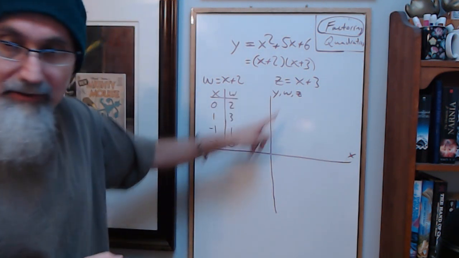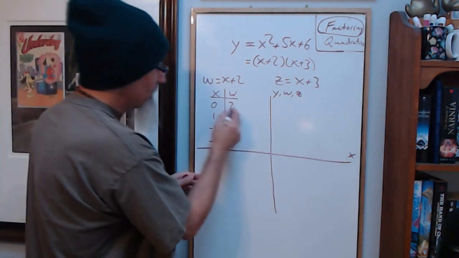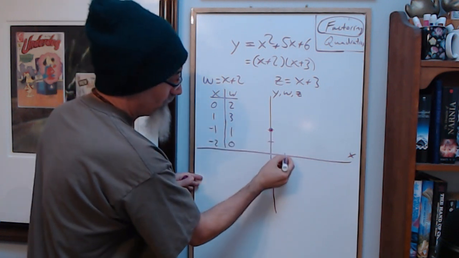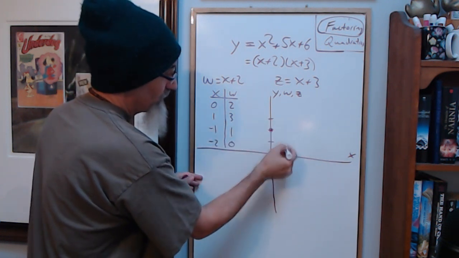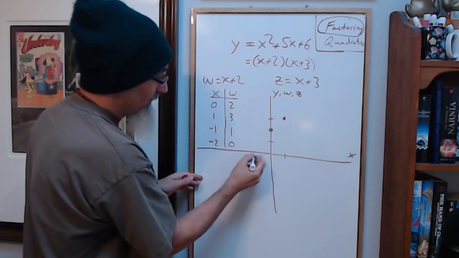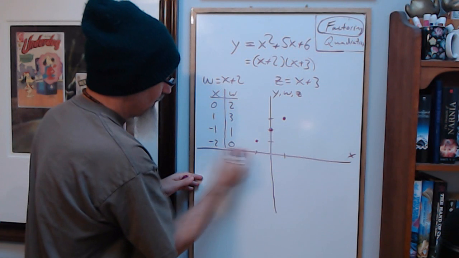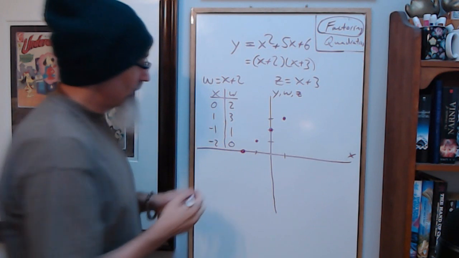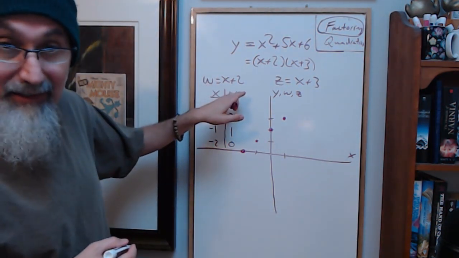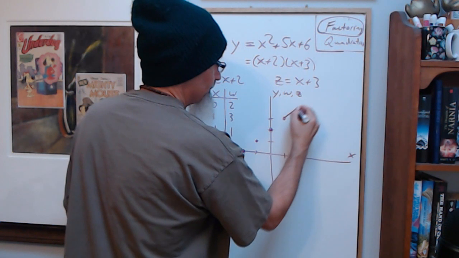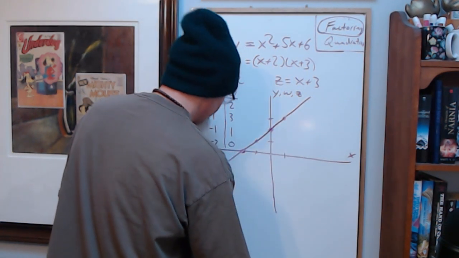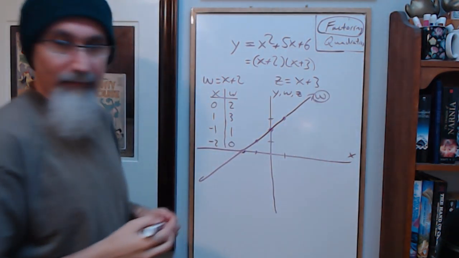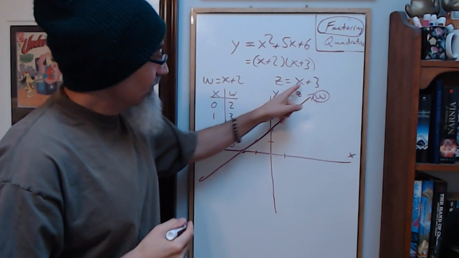Let's plot these points on the graph, right? 0 and 2. 1 and 3. Negative 1 and 1. And negative 2 and 0, right? Okay. So this line, W, looks like this. This is the line W. Okay. Let's graph this guy.